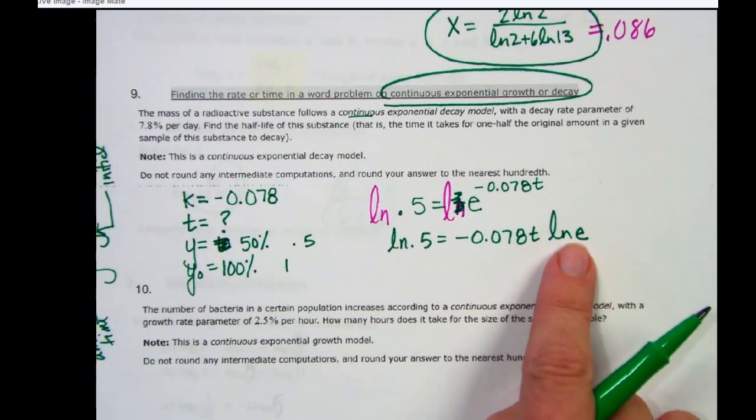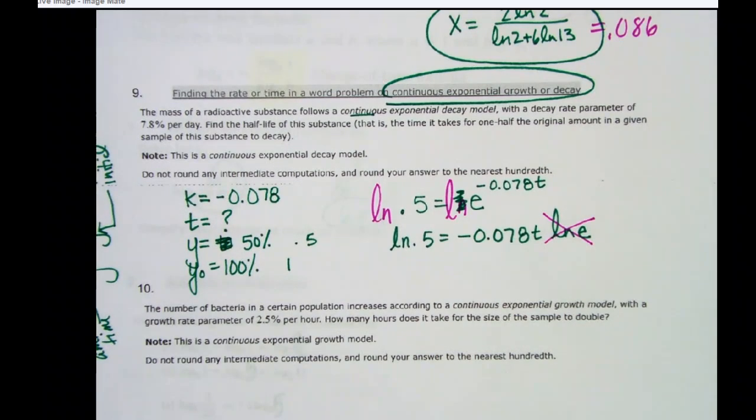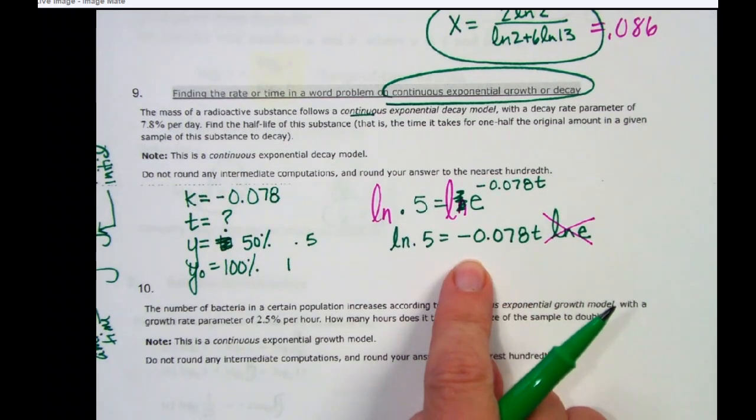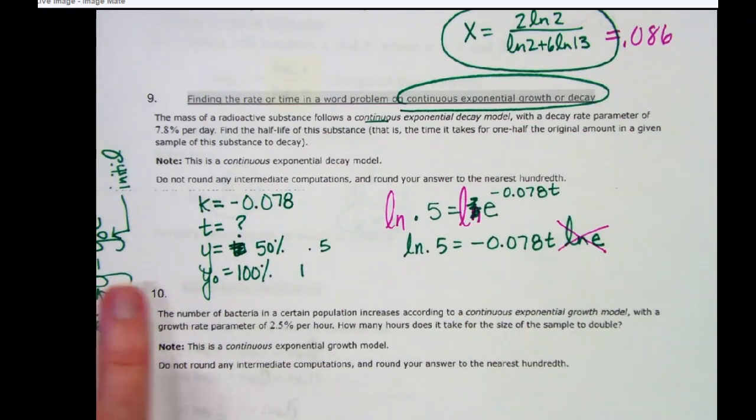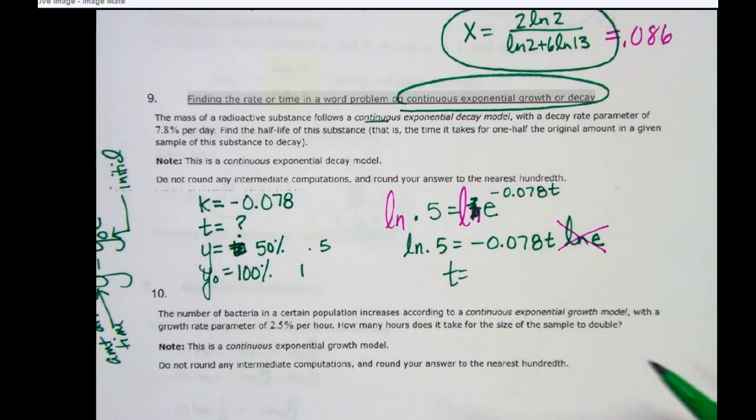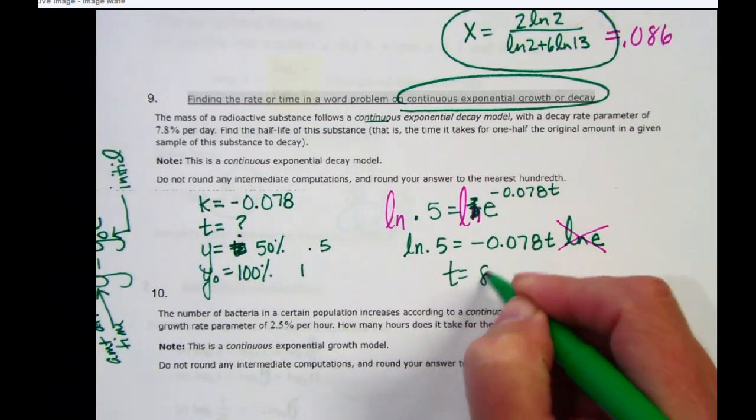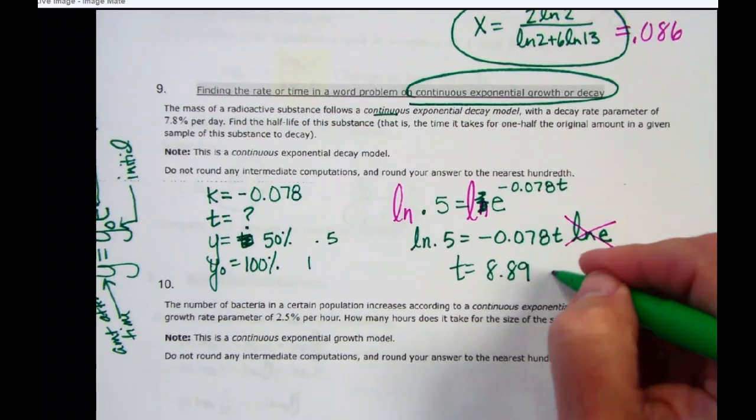Addison, following up with you. What do we know about that ln of e? It's gone. Yep, it's 1. We don't need it there. Now does this calculator work? So ln of 0.5 divided by negative 0.078. And round to the nearest what does it say? Hundredth. 8 point. Per day, so that would be days.